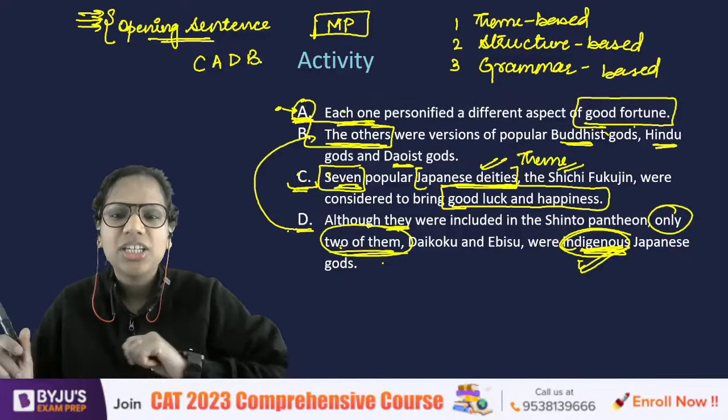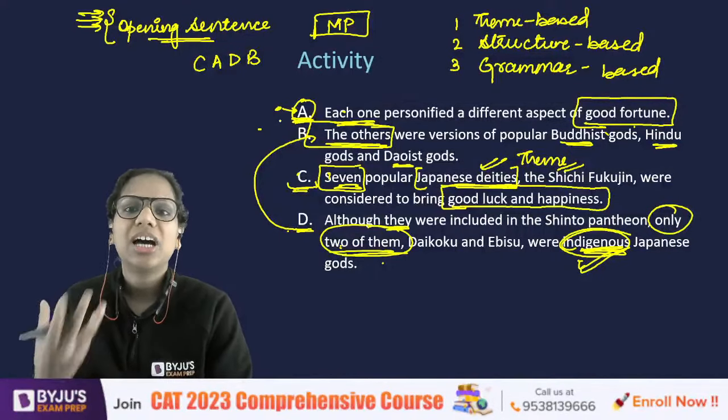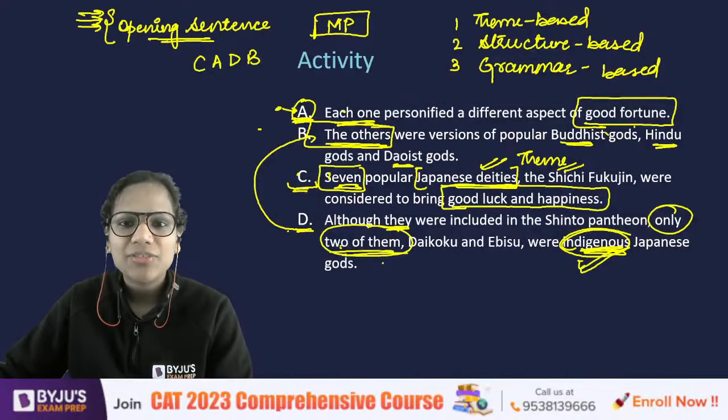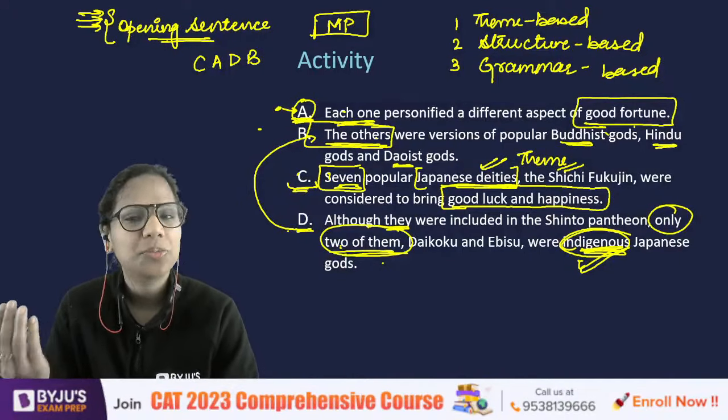Correct, Monkey D. Luffy. That is also a good approach. Okay, B can never be the opening sentence because it says "the others." So when you have a sentence that says seven popular Japanese deities, then a sentence beginning with "the others" is highly unlikely to be the opening sentence.